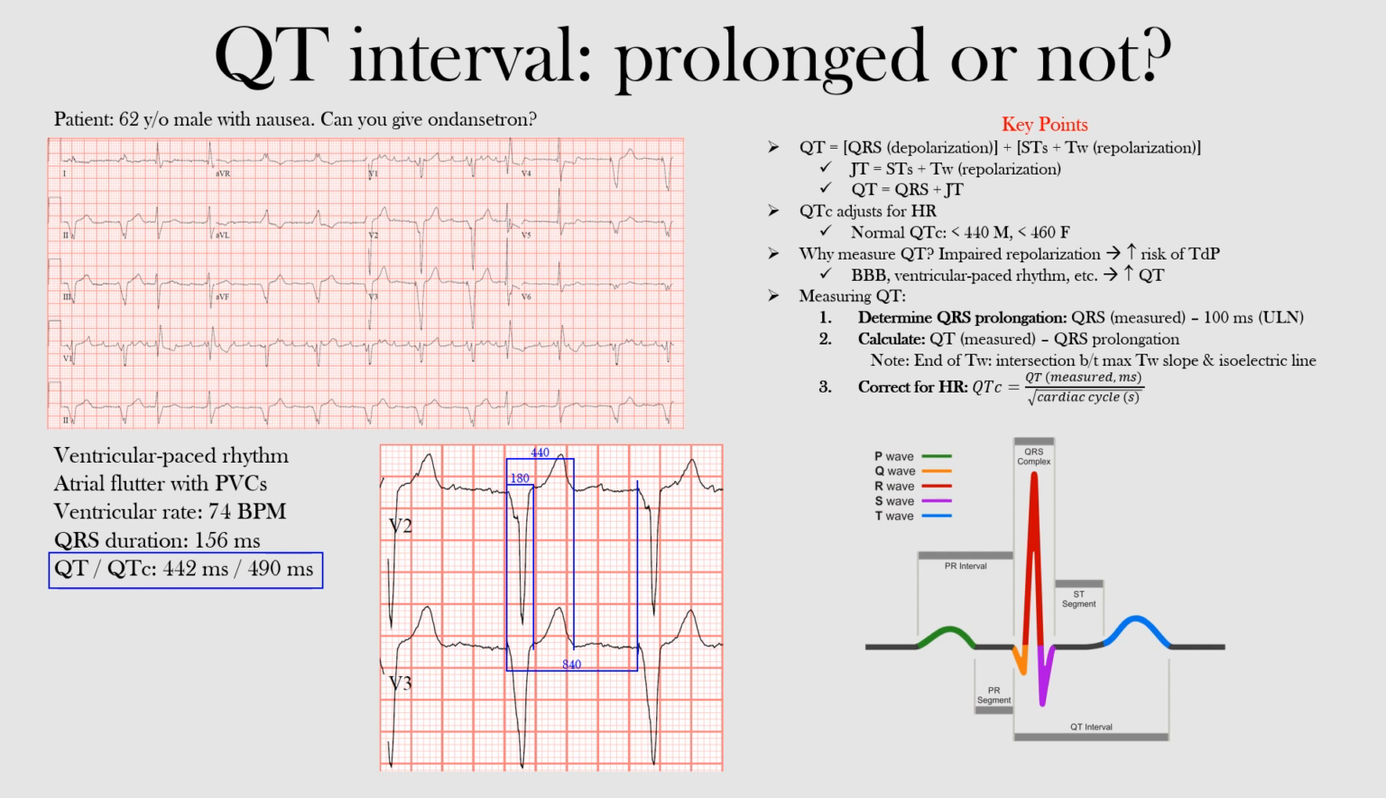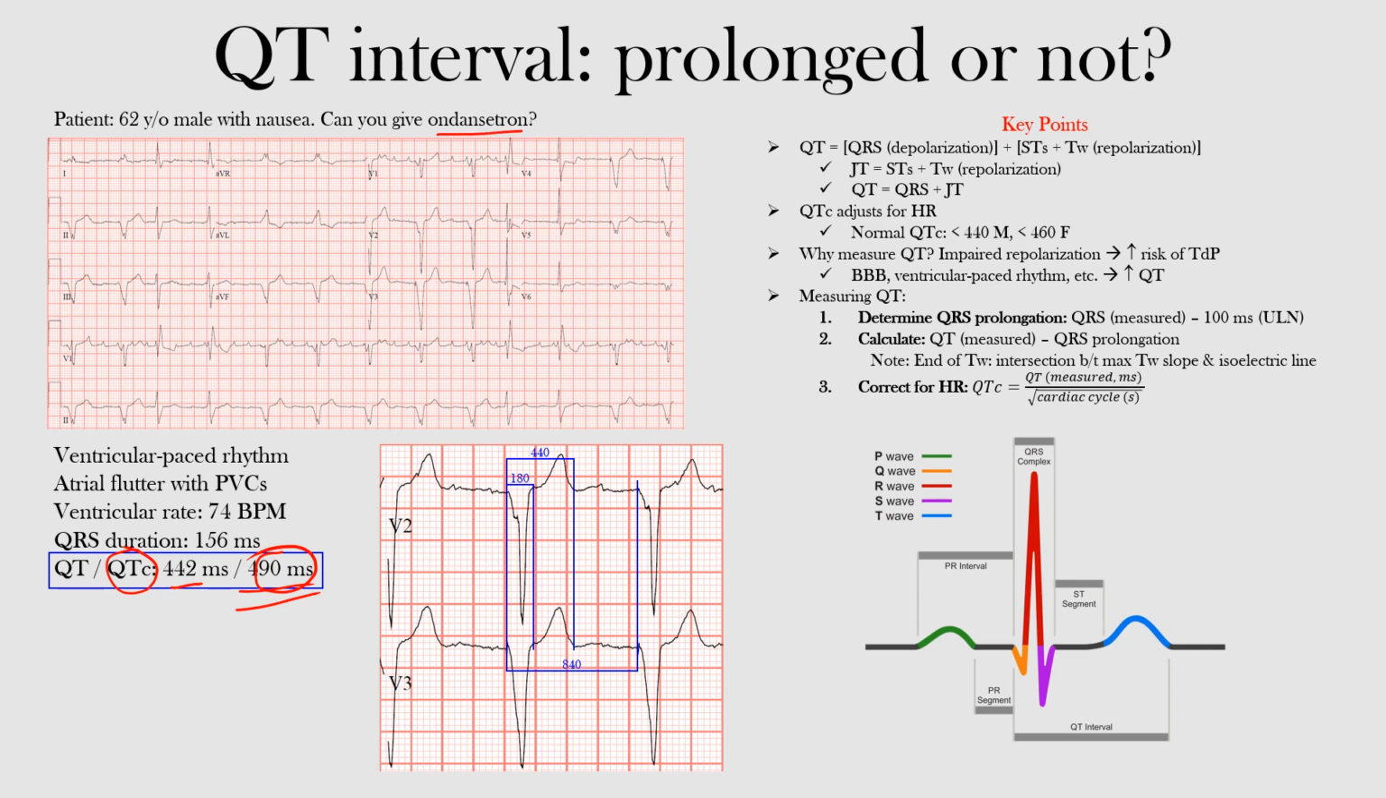Your patient here is a 62-year-old male with nausea. He demonstrates an EKG with ventricular paced rhythm, atrial flutter, and a few PVCs. The QTc is noted to be prolonged by the EKG machine. You can see here the QT is 442 milliseconds, but the QTc, which is this one, is 490 milliseconds. And so the question is, can you give ondansetron, which is Zofran?